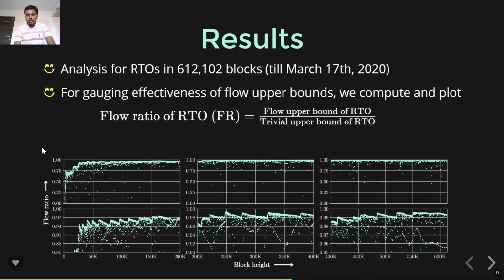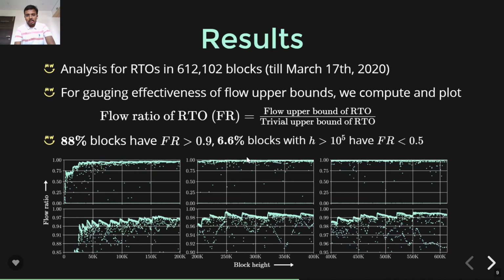So here we see that for most of the blocks, the flow ratio is very close to 1. Around 88% of the blocks have flow ratio greater than 0.9. However, there are these dots which have a flow ratio significantly smaller than 1, and 6.6% of blocks with block height greater than 100,000 have a flow ratio less than 0.5.